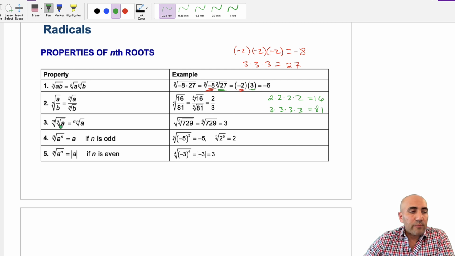Okay, the next property, property number 3. If we have the nth root of a inside the mth root, this is equivalent to the m times n root of a.